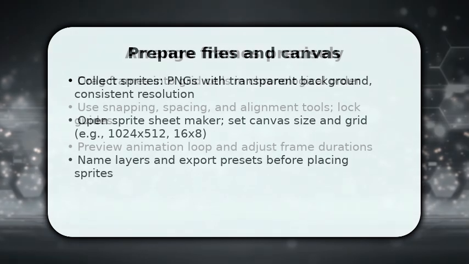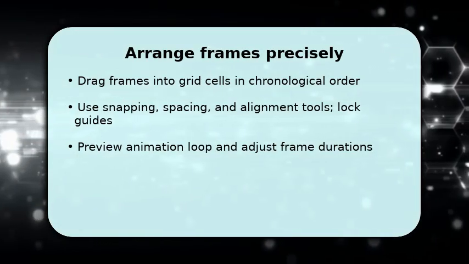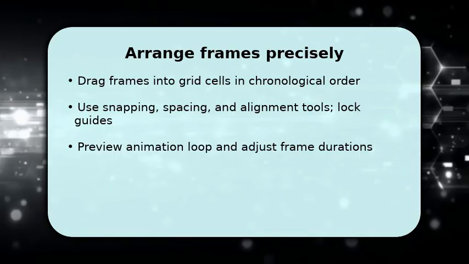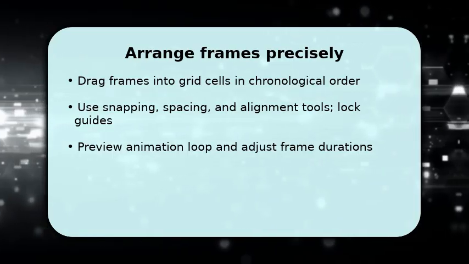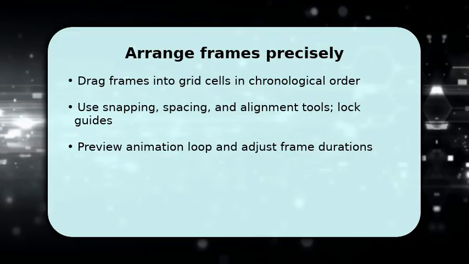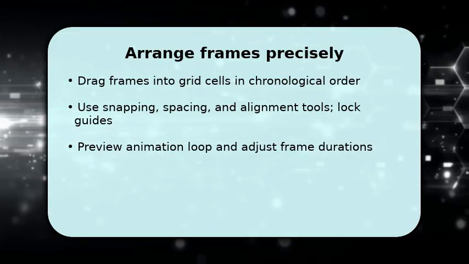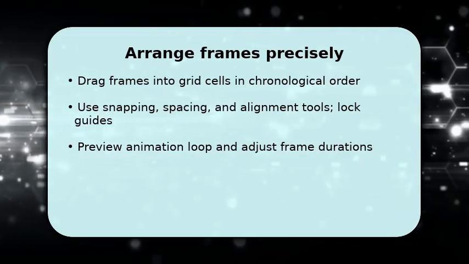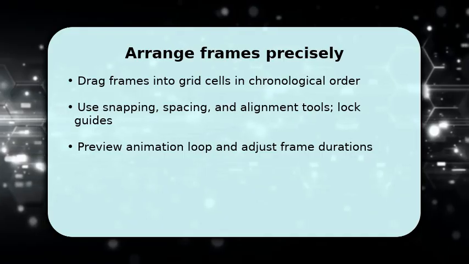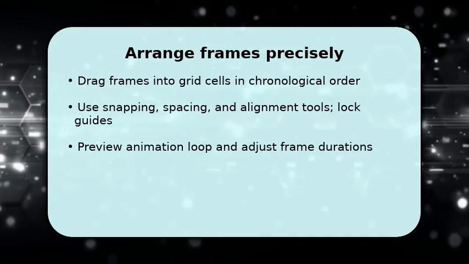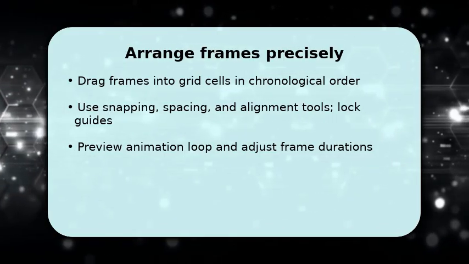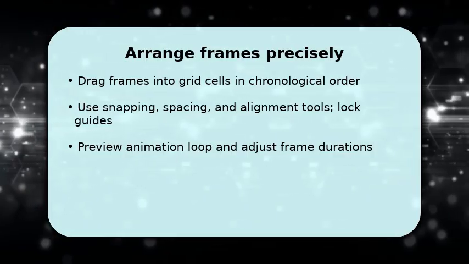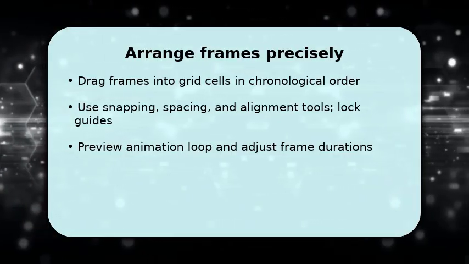Now you arrange frames into the grid so the engine reads them in sequence. Drag each frame into its cell, use snapping to keep spacing even, lock guides to avoid accidental shifts, and align character centers consistently. Once done, run the built-in preview and scrub through the loop to verify motion and timing. Make sure to tweak frame durations where a pose needs longer emphasis, otherwise the in-game rhythm will look off. Save incremental versions as you progress.